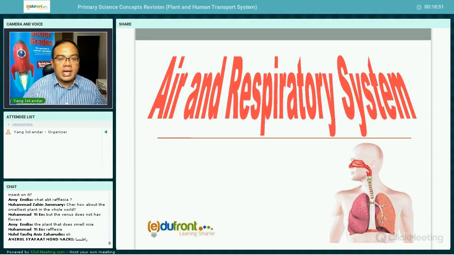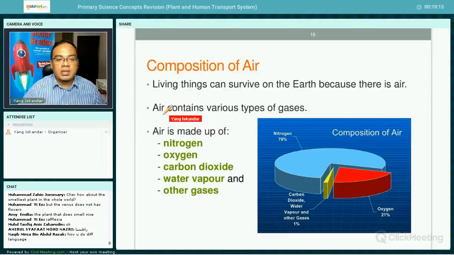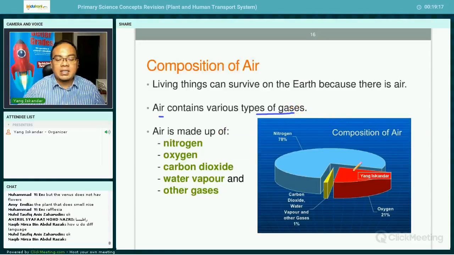Now let's take a look at the air and the human respiratory system. Now, what is the composition of air? Okay, living things can survive on Earth because it has air. They are not able to survive on other planets because there is no air, or the air there is not suitable for humans. So air contains various types of gases.